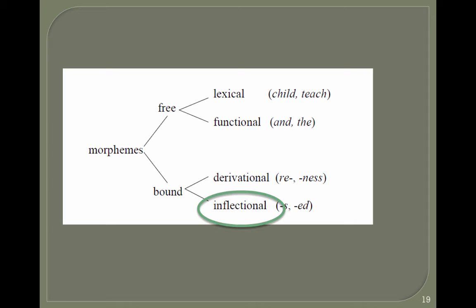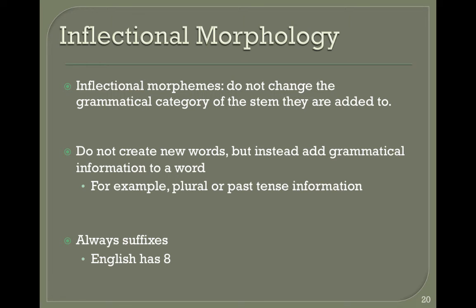Let's get to our last category, inflectional, which is a type of bound morpheme. Alrighty, these guys, inflectional morphemes, they don't change the grammatical category of the stem they're added to, and that's really the big distinguishing feature between inflectional versus derivational morphemes. They also don't make new words, they add information to an existing word. In English, these are always at the end of a word, they're suffixes, and we have 8. Let's take a look at these 8.